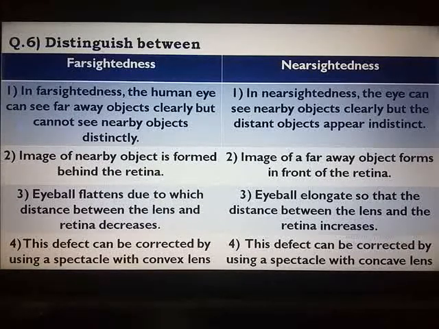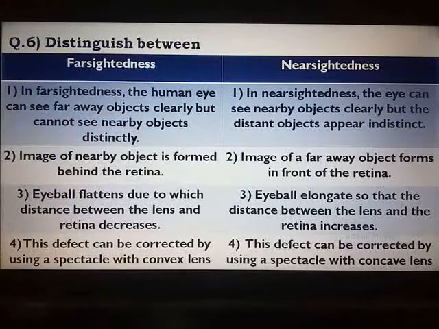Point number 2. Second last line of that paragraph. Image of the nearby object is formed behind the retina. Point number 3. You can see there are 2 reasons for farsightedness. Do not write both the reasons. Shorten and write it. Eyeball flattens due to which distance between the lens and the retina decreases. And point number 4 you will get on page number 89, the very first line. This defect can be corrected by using a spectacle with convex lens.